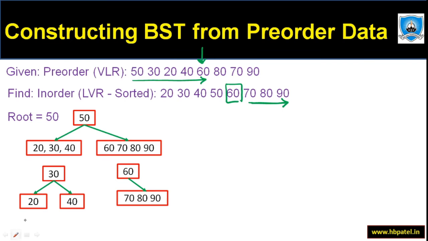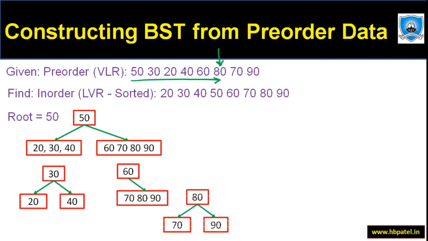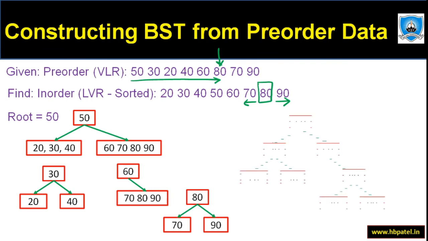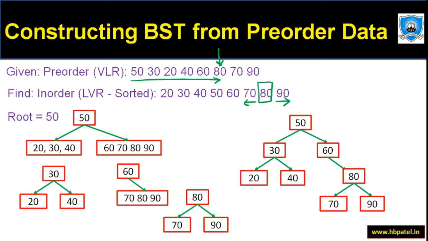Now out of this 70, 80, 90, which one should be made root? So for that again I'll be checking, and I can see that I found 80 first. So I'll be making 80 root, and 70 goes on the left hand side, and 90 goes on the right hand side. So this is my complete construction of binary search tree from a pre-order data given. So if a pre-order data is given, you can construct a binary search tree like this.